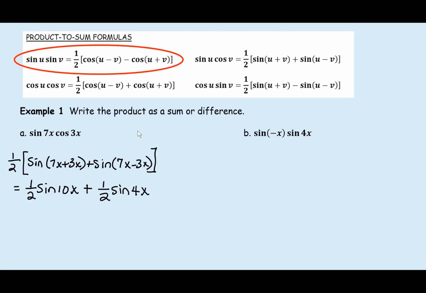And for part B, we just can use the first one, sine u, sine v. So we've got sine is odd, so we need to go ahead and rewrite sine of negative x as negative sine x.